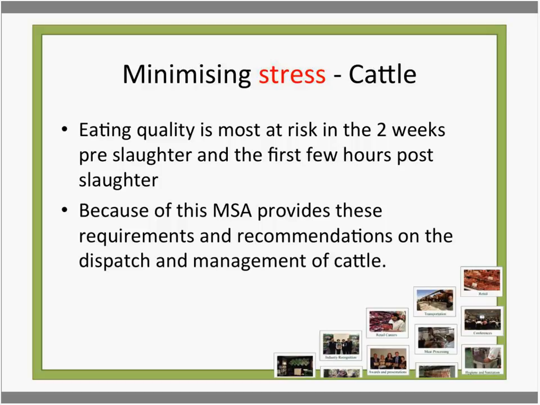Surprisingly, because stress is such a big factor, MSA provides guidance or specific requirements from the producer end, and also provides recommendations in dispatch of the animals and leading up to that. So the 2 weeks pre-slaughter are a factor in ensuring that the volume of glycogen that needs to be there for eating quality is available.